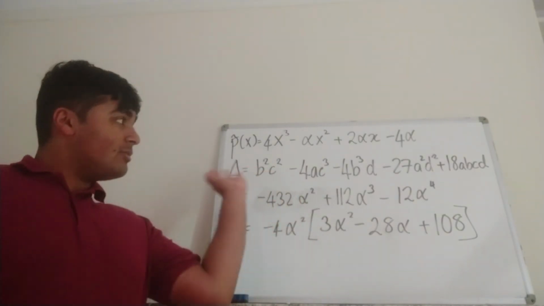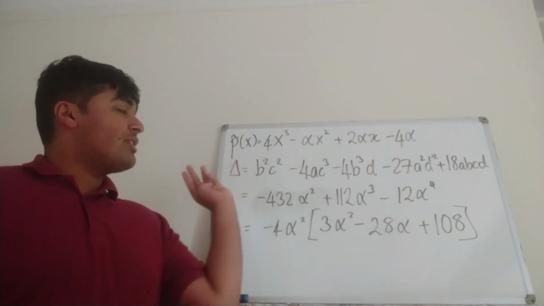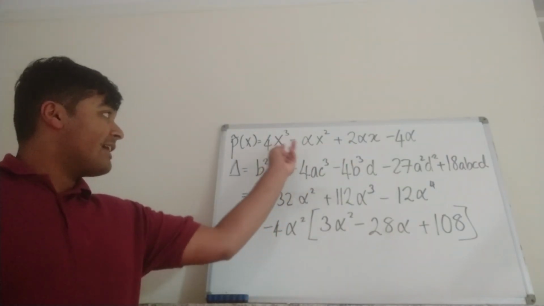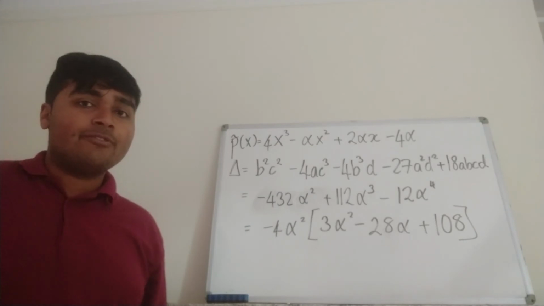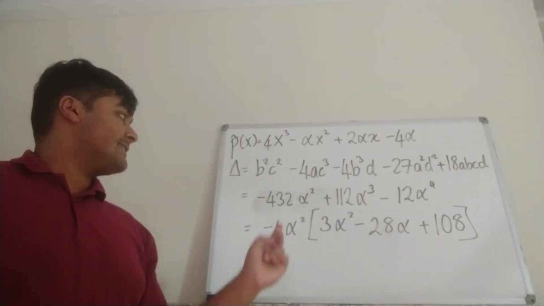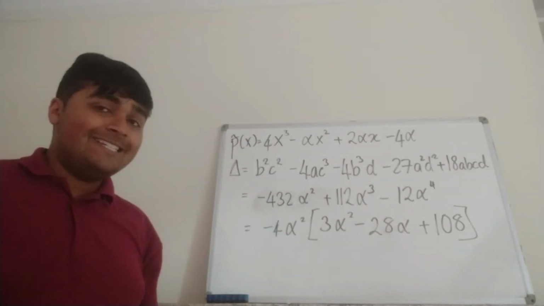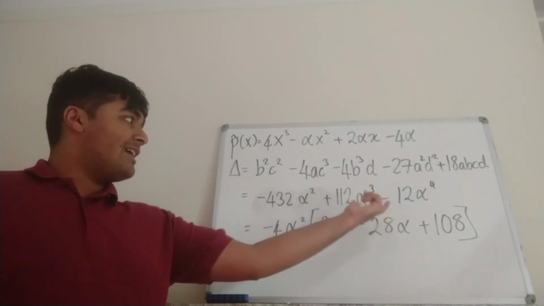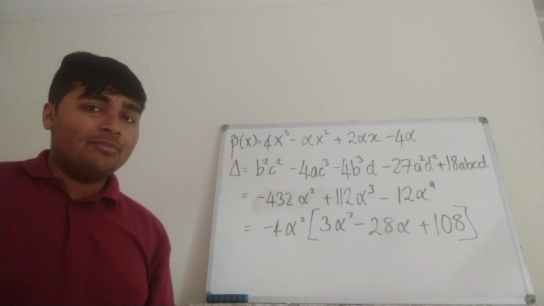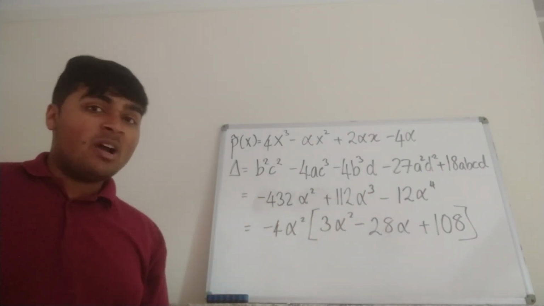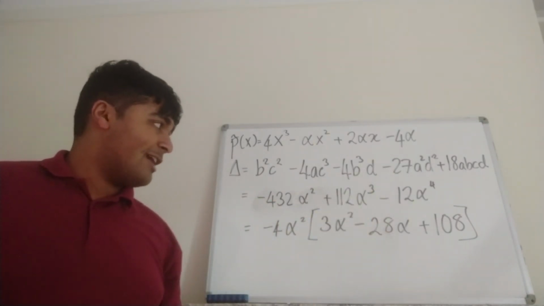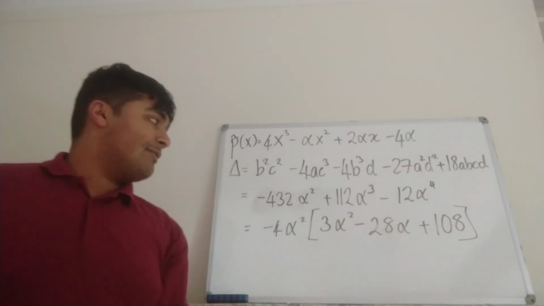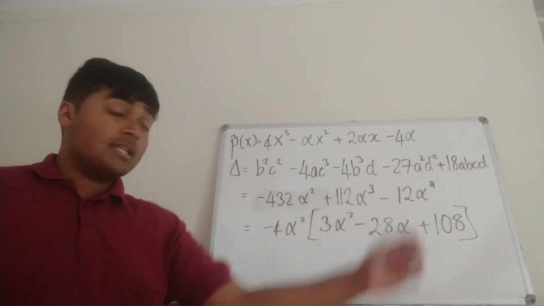And we showed earlier that the discriminant can be written in terms of the coefficients of a general polynomial. So if we plug our coefficients into this formula for the discriminant and simplify, we get that the discriminant of p tilde is minus 432 alpha squared plus 112 alpha cubed minus 12 alpha to the 4. If we factor out a minus 4 alpha squared and put everything in brackets, this is equal to minus 4 alpha squared times 3 alpha squared minus 28 alpha plus 108.